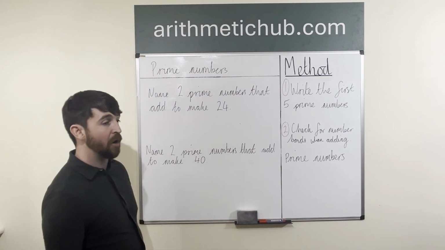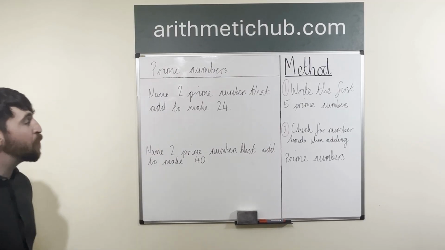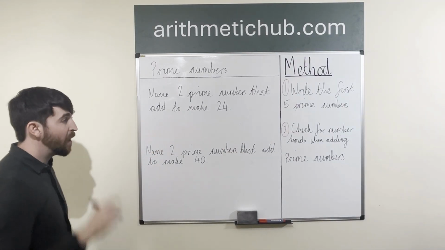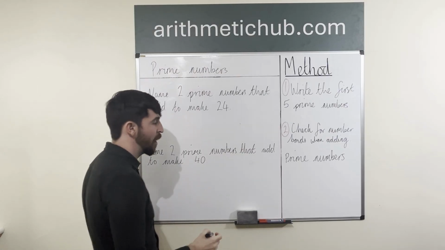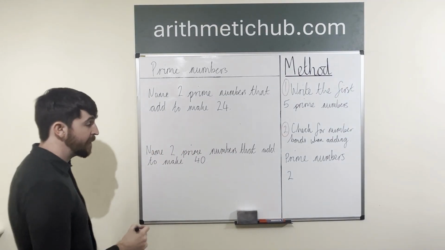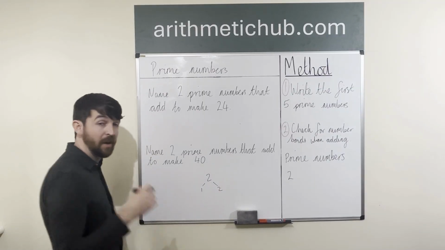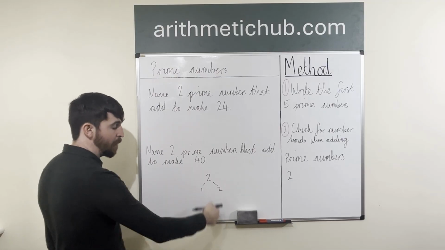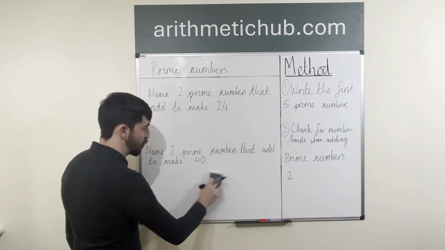So now we have a bit more of an understanding of what a prime number is. Let's have a look at these questions. Name 2 prime numbers that add to make 24. So the first thing we're going to do, write the first 5 prime numbers. Thankfully, there's no song for this, so it's just a case of knowing them. 2 is the only even prime number, okay? It's prime because the only way you can make 2 is with the factors 1 and 2. But once you've done 1 times 2, you're not going to then do 2 times 1 because they're already the factors. It ends up on the right-hand side, so we can't use that, okay?